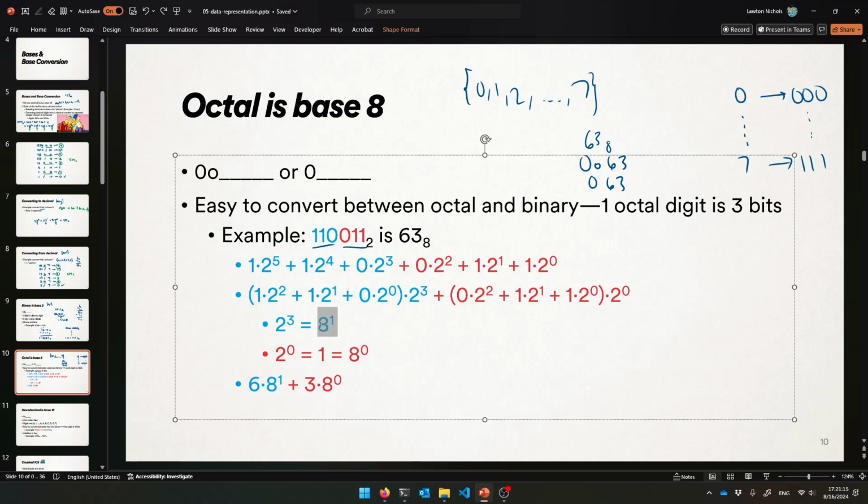So now we're trying to go backwards into octal land. And 2 to the 0 is the same as 8 to the 0, of course. So this can all be, you can draw some parentheses and translate it into 6 times 8 to the 1st plus 3 times 8 to the 0, and that's your octal number.